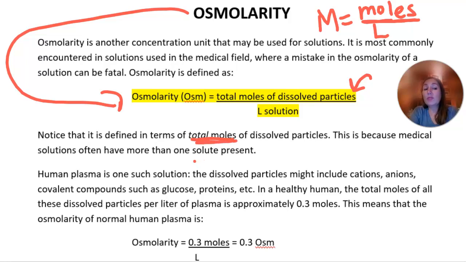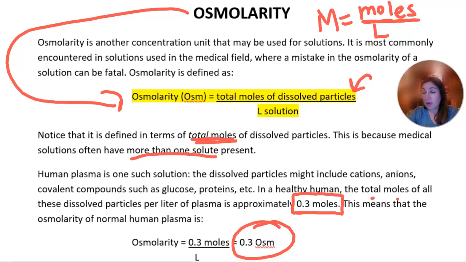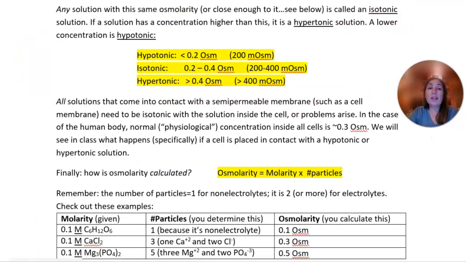This is because medical solutions often have more than one solute present. Human plasma is one such solution. The dissolved particles might include cations, anions, covalent compounds such as glucose, proteins, etc. So in a healthy human, the total moles of all these dissolved particles per liter of plasma is approximately 0.3 moles. This means that the osmolarity of normal human plasma is 0.3 moles per liter, or 0.3 osmoles, or osmolarity. Okay, so 0.3 is normal.